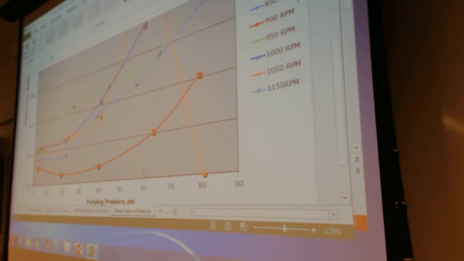Power loss versus pumping pressure. So we have 0 power loss?